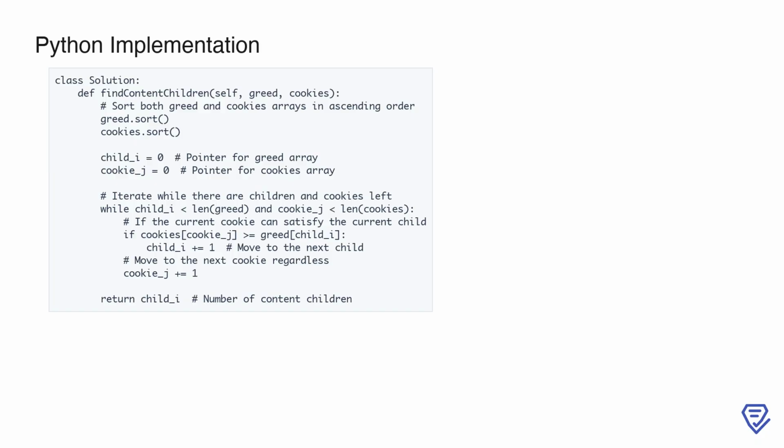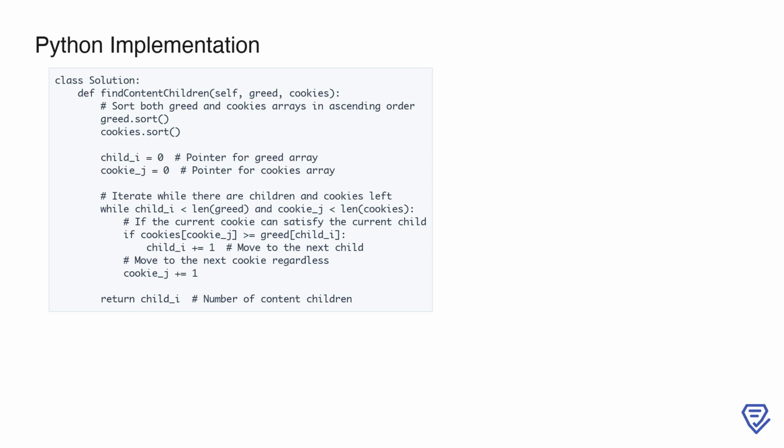3. Iterate through arrays. The while loop continues as long as there are children and cookies left to consider. If the current cookie, cookie_j, is large enough to satisfy the current child, greed[child_i], the child pointer, child_i, is incremented to move to the next child, signaling that the current child is content. Regardless of whether the cookie satisfies the child or not, the cookie pointer, cookie_j, is incremented to move to the next cookie. 4. Return result. When the loop ends, the value of child_i represents the number of children who have been satisfied, as each satisfied child increments this counter.